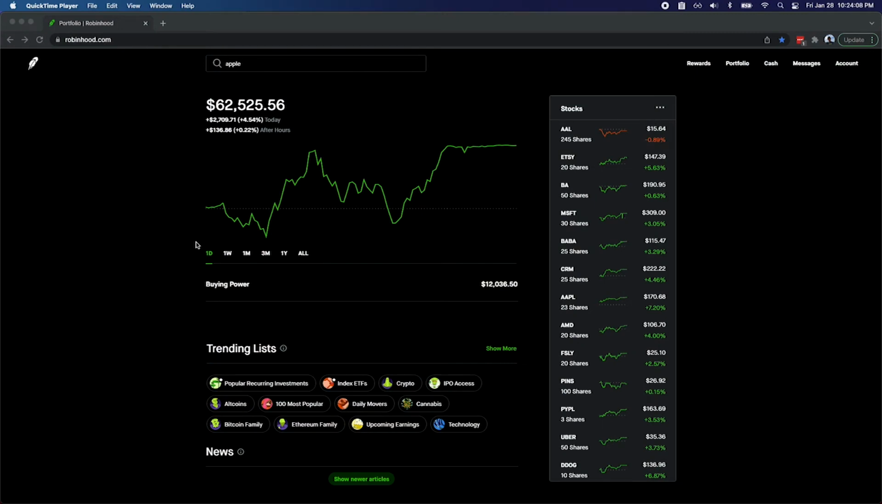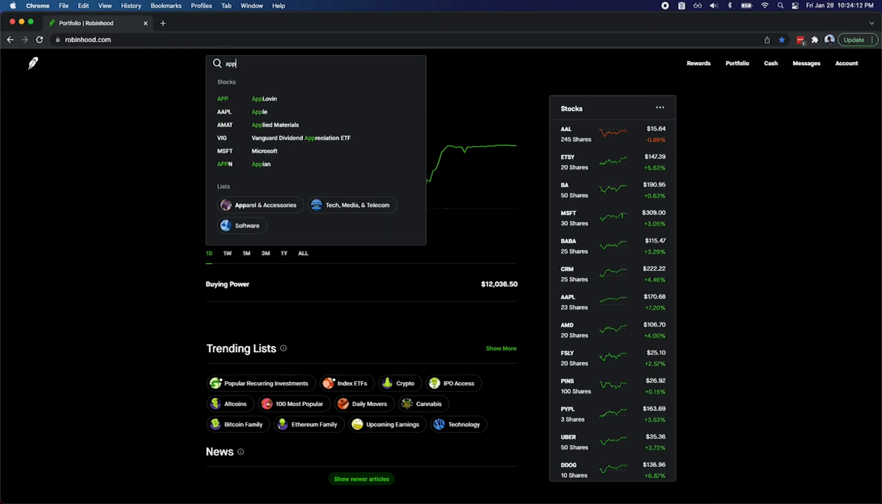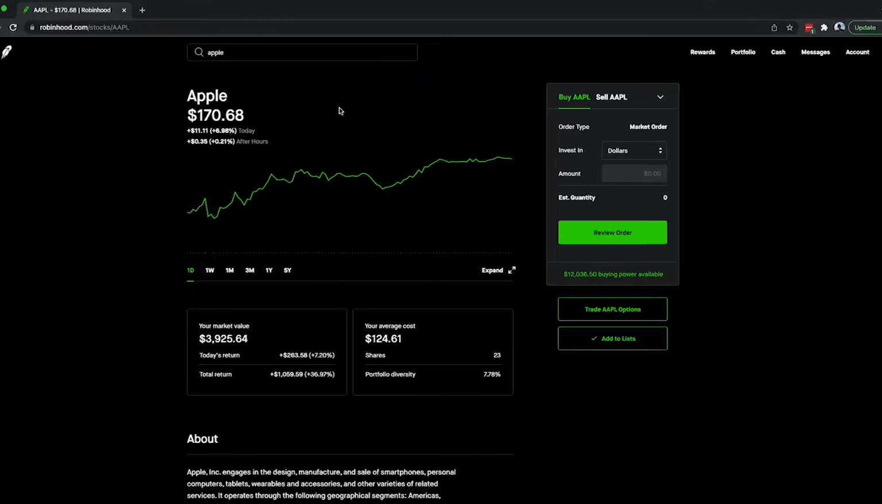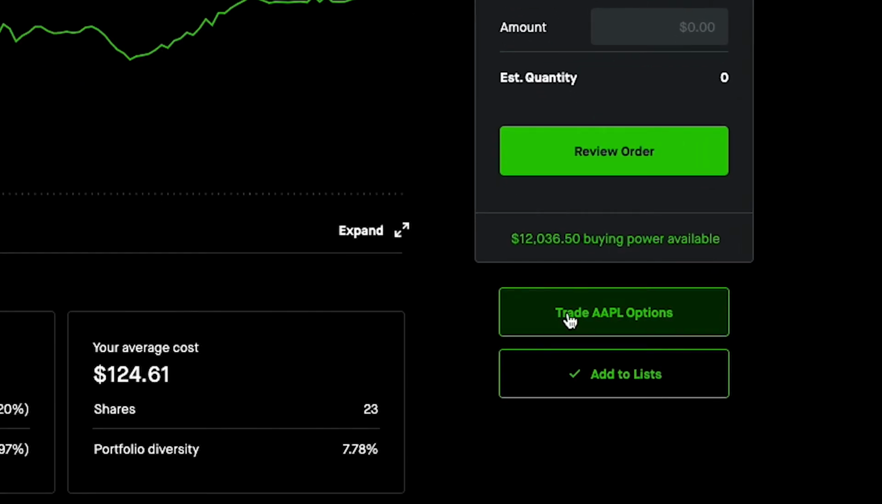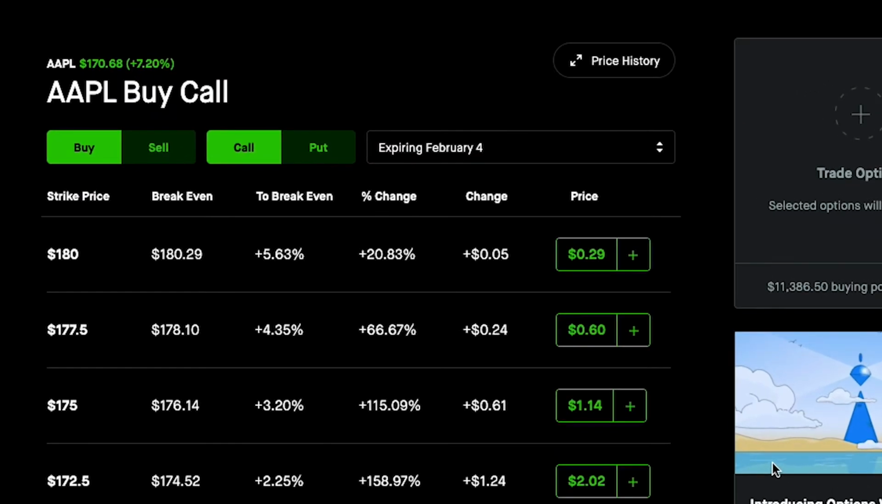So let's go to Robinhood and buy a call option for Apple. So go to search and type in Apple. And then from this page, you want to click on trade options. Now, what you're looking at is called the options chain. First, you want to make sure that you're on the buy and call tab. Ignore the sell and the put tabs.